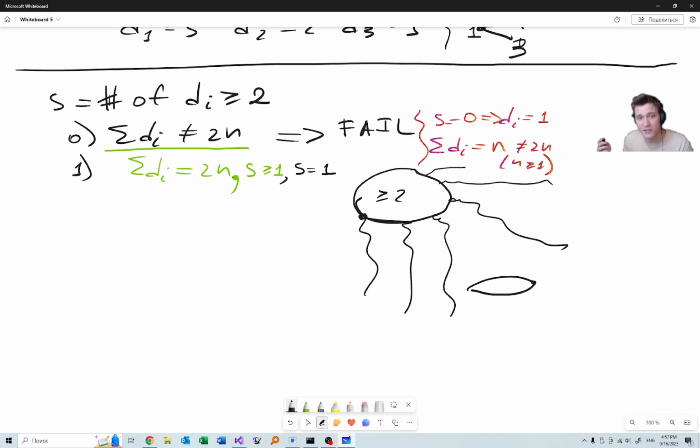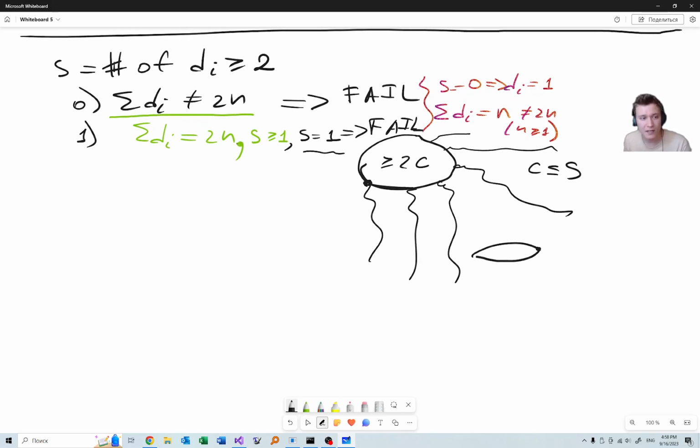So if you have a cycle of length c, then you need at least c vertices of degree at least 2. But here we do not have it. Yeah, because, as I said, if c is the length of the cycle, then c is at most s. And here we have s equals 1, so c is also at most 1. So you have a cycle of length 1, and this is not possible. So here we have fail, simply because it is impossible to make any pseudotree.